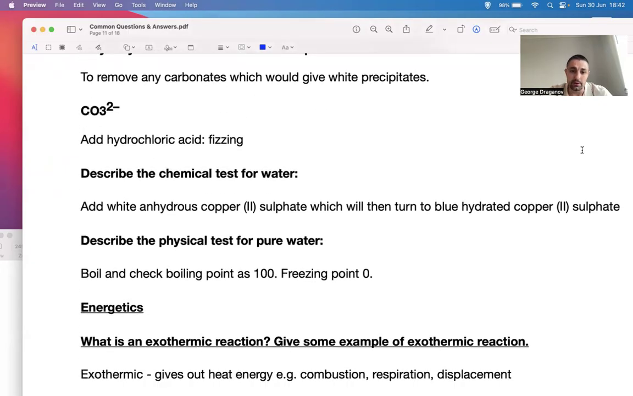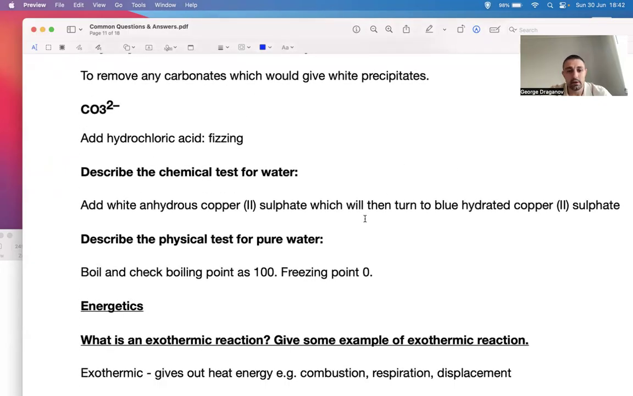Lastly, you should also know the chemical and physical test for water. So the chemical test for water we've seen with reversible reactions, and we'll see it once again. You add white anhydrous CuSO4, and it will turn to blue hydrated copper sulfate, which is CuSO4.5H2O. That confirms that you have water. It doesn't confirm the water is pure, but it confirms that you have water in a chemical way using a chemical. This reaction is looked in more detail in the reversible reactions topic.